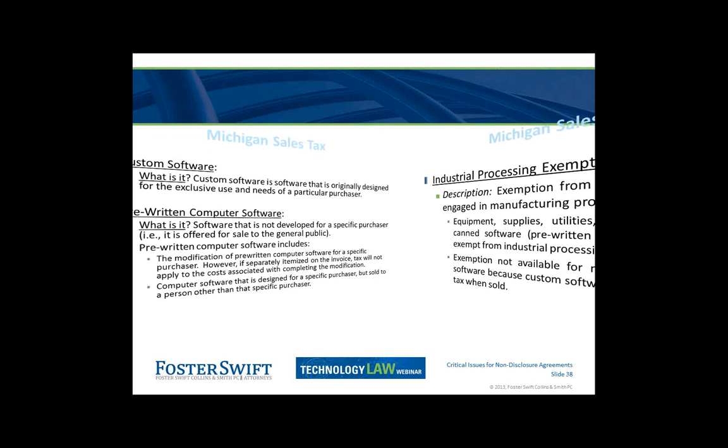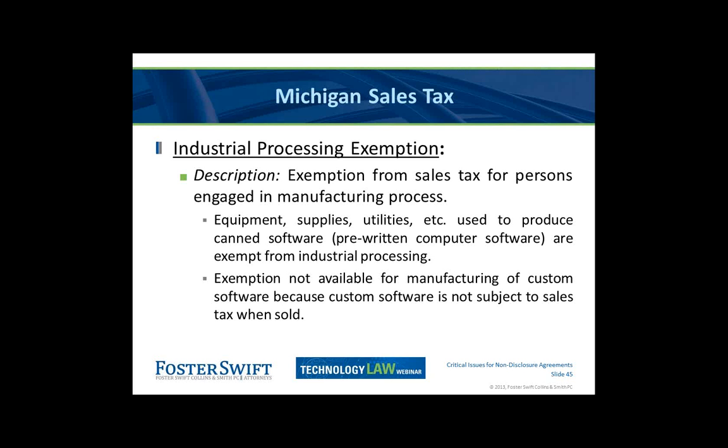If you are purchasing items that are used in the development of custom software, then the industrial processing exemption is not applicable. And if you are a developer and you think that the industrial processing exemption might be applicable in your business, then you need to get an exemption certificate from the state of Michigan that you present to sellers when you are purchasing items, computers, hardware that might be subject to the industrial processing exemption. So you show it to the seller, and then they know, hey, we don't have to charge this developer sales or use tax.